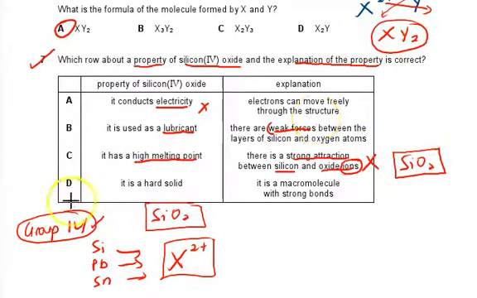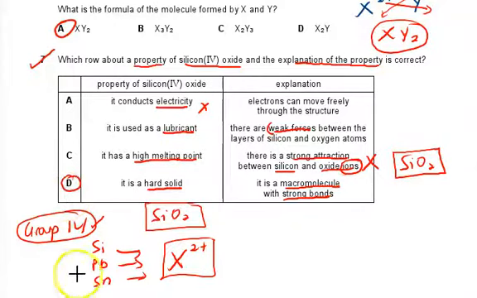Okay, now let us look at the last one. It is a hard solid. It is a macromolecular with a strong bond. So only this will be accepted. So your answer is over here, D.